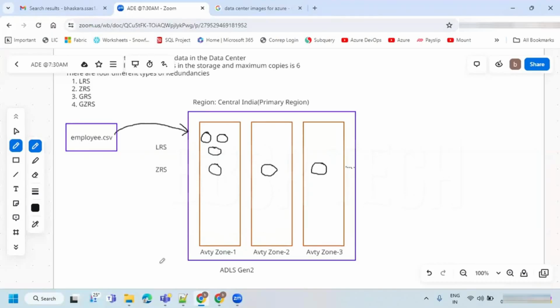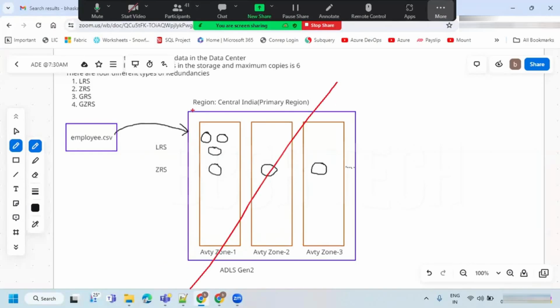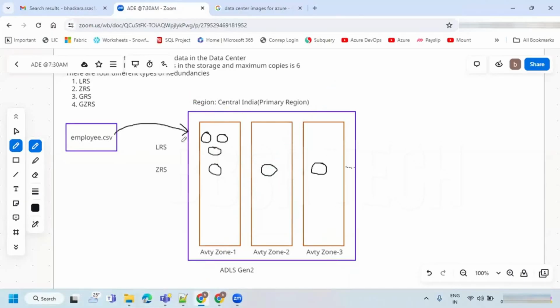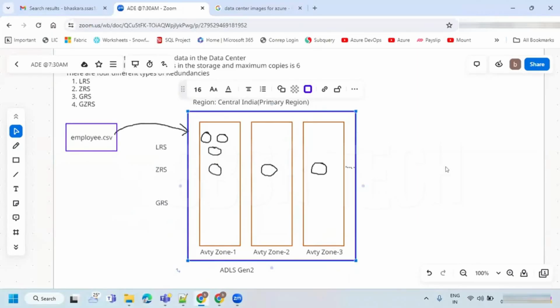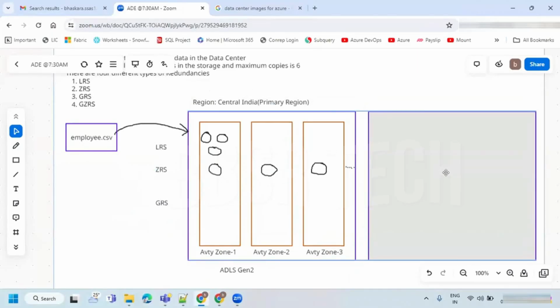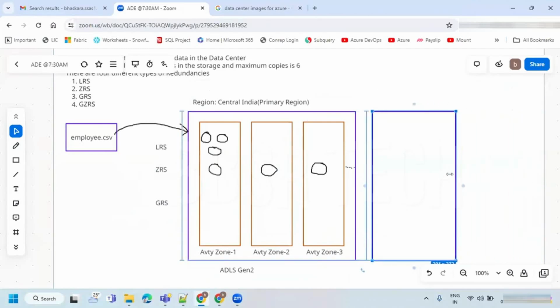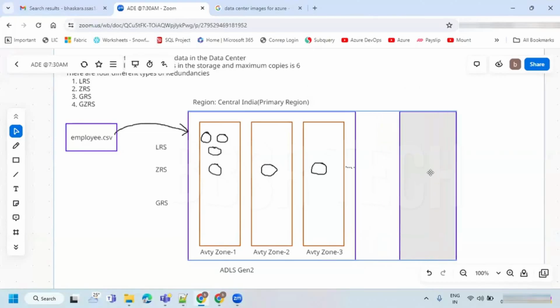And there is a possibility that my entire region is corrupted. If the entire region is corrupted, then there is a chance to lose the data. So even for this kind of situation, they are providing the feasibility for us with a different kind of redundancy, that is GRS. The moment I choose GRS, we are going to have a secondary region.